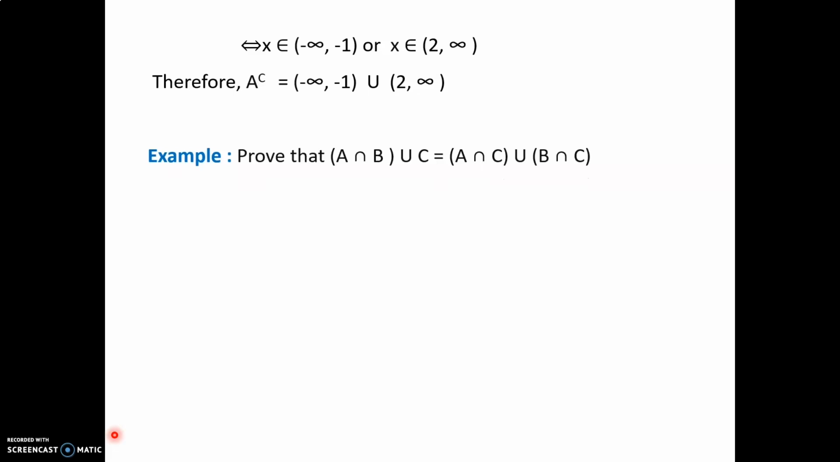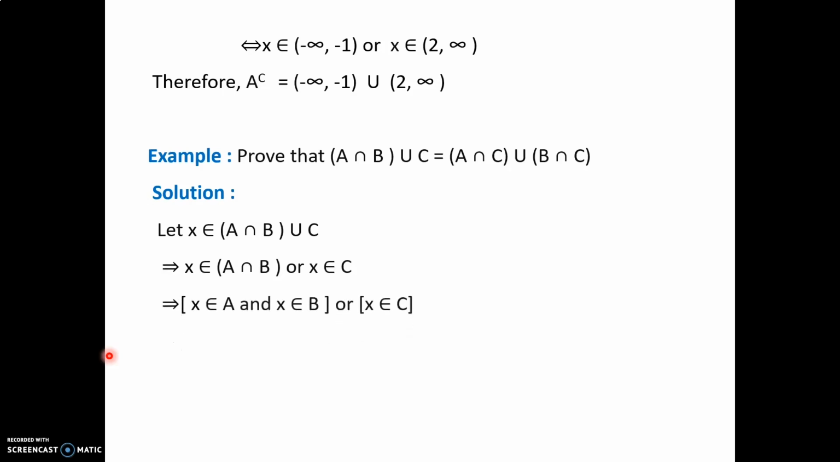Now we take another example, that is, prove that A intersection (B union C) is equal to (A intersection C) union (B intersection C). Now we find the solution for this example. Let x be an element of A intersection (B union C). That is, x is an element of A and x is an element of B or C. That is, x belongs to A and x belongs to B or x belongs to C.